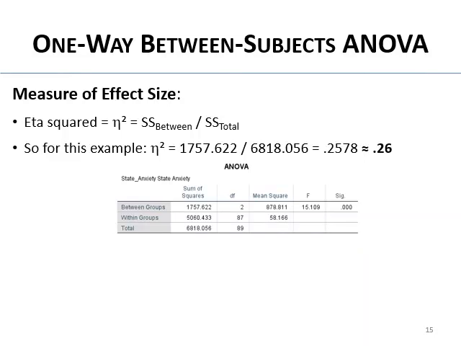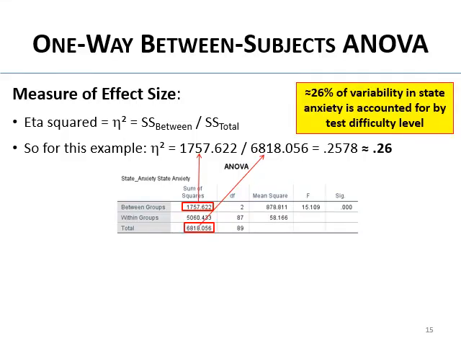So there it is, all filled in. You get 0.2578, which, following the rounding rules, is about 0.26. If you think of that as a percent, it's about 26% of the variability. And so those are where those two numbers come from to go in the formula for eta squared. 26% of the variability in state anxiety is accounted for by the test difficulty level.